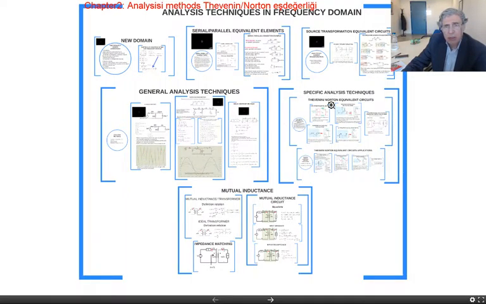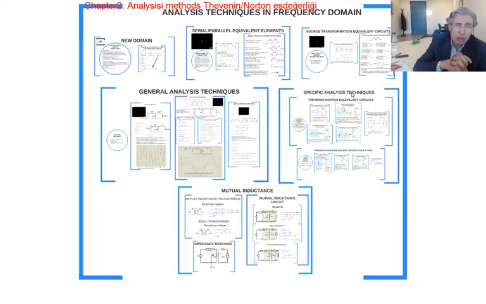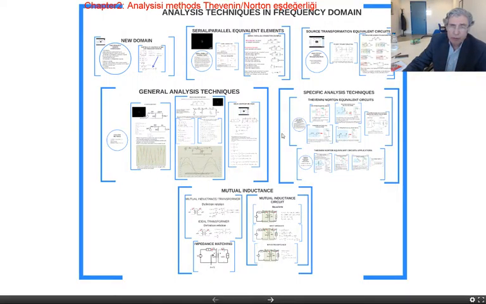And the new one is called not general analysis techniques, but specific analysis techniques. The difference is that general analysis techniques do the analysis in order to find all the elements' currents and voltages within a circuit. With specific analysis techniques, the aim is not to find all the elements' currents and voltages. It is just to find one of the elements' current and voltage. Why do we need that?